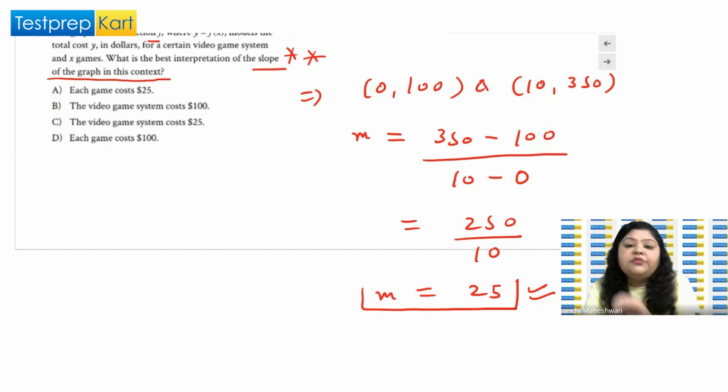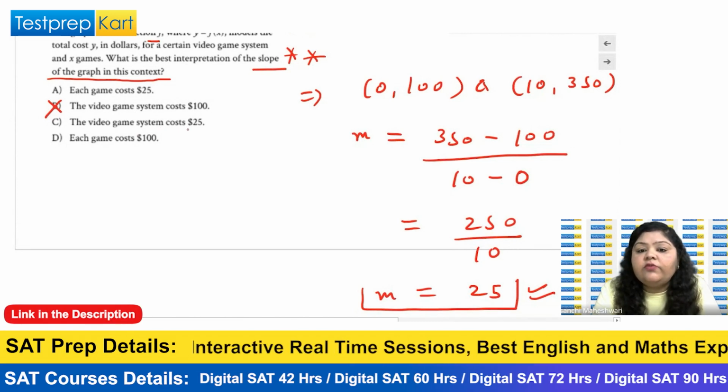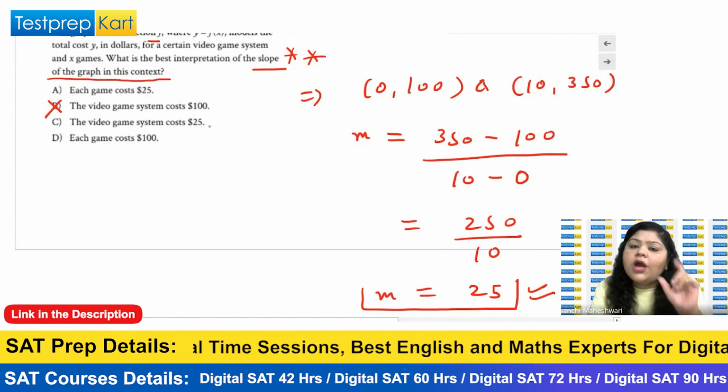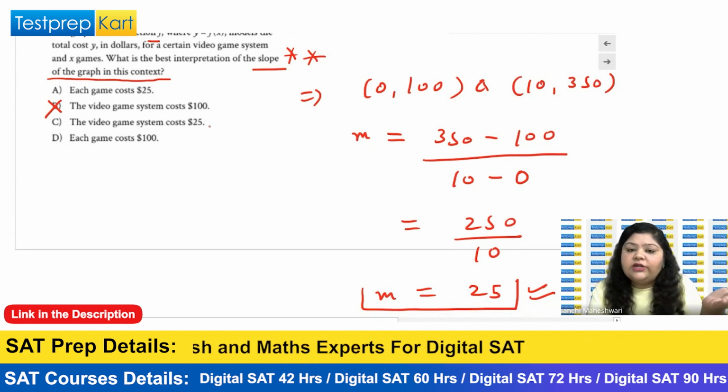And in this statement, there is no such 25 value present. So definitely my option B is going to be the incorrect one. Okay, now let's try option C. It is saying the video game system costs $25. So again, we do have this number, so we can keep it in the choice. Okay, we'll discuss the logical meaning later also.